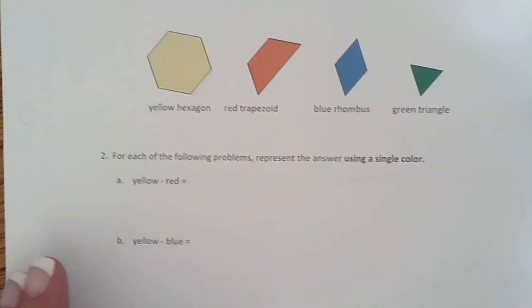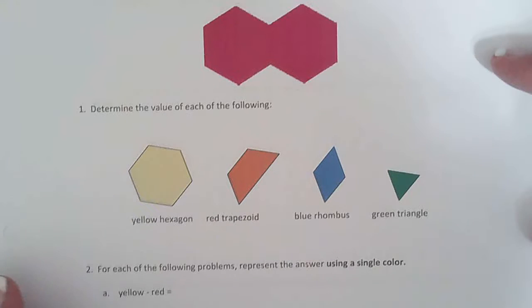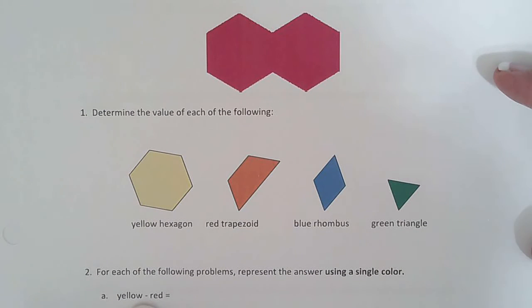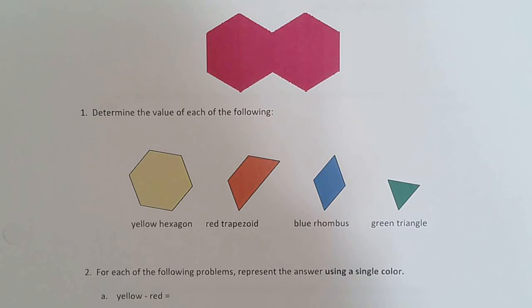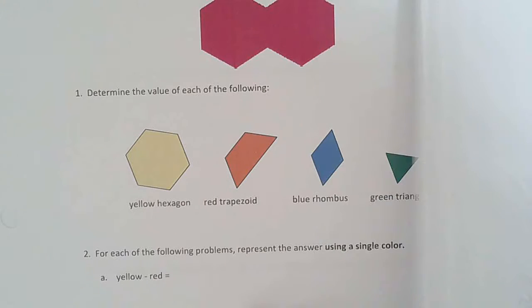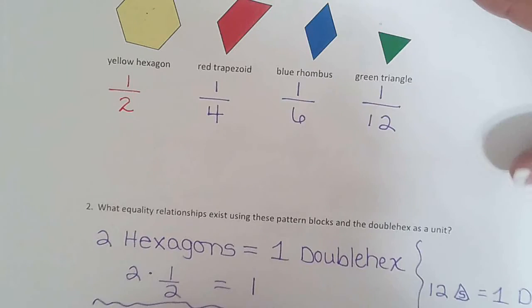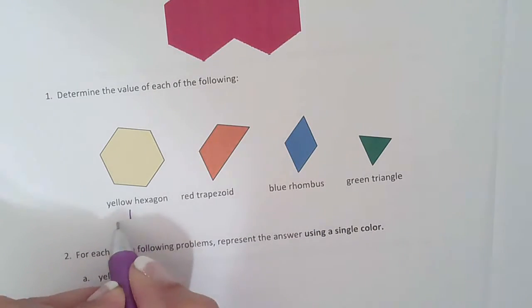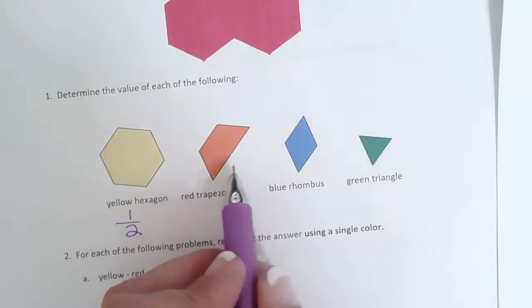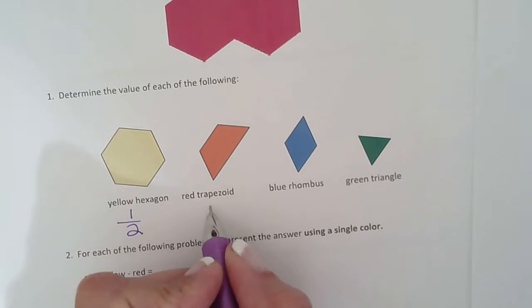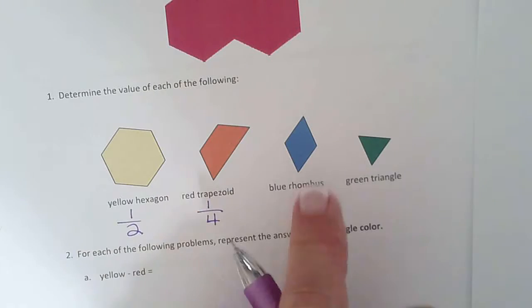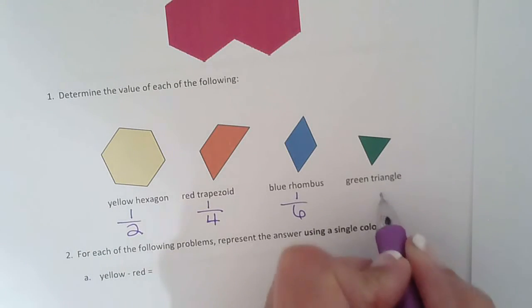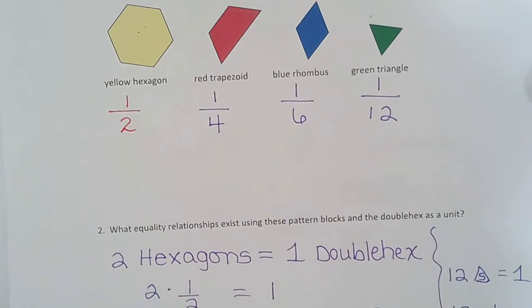Okay, we're going to do the same thing on this one that we did on the last one, but now notice we're going to be subtracting. So let's look at our old page and copy those numbers from it. So yellow was 1/2, red 1/4, blue 1/6, green 1/12. So 1/2. Ooh, that's not really red anymore. Now it's orange. 1/4. The rhombus is 1/6 and 1/12. So I just took those numbers from our earlier page. 1/2, 1/4, 1/6, 1/12.